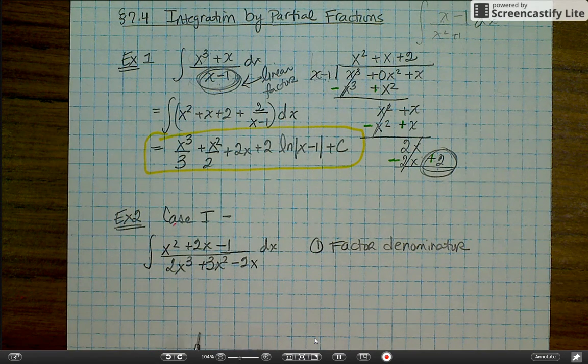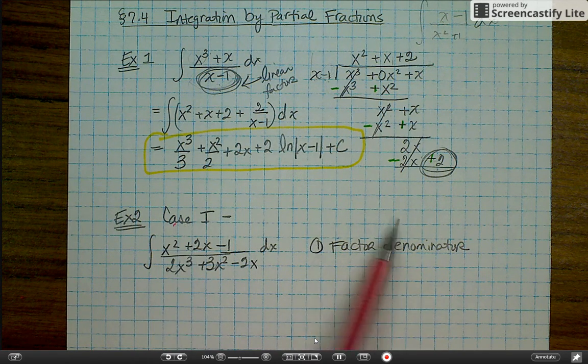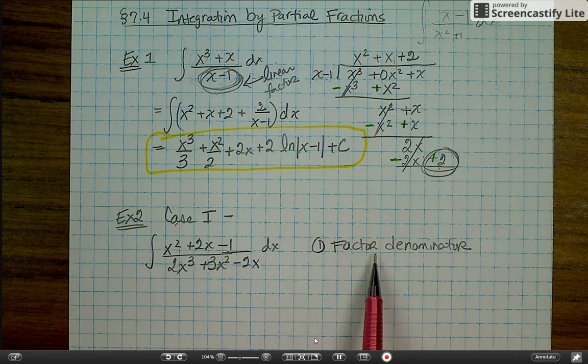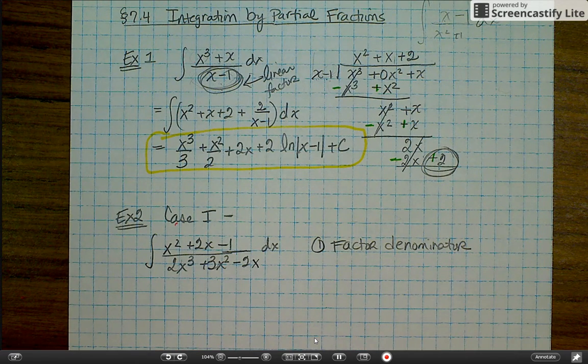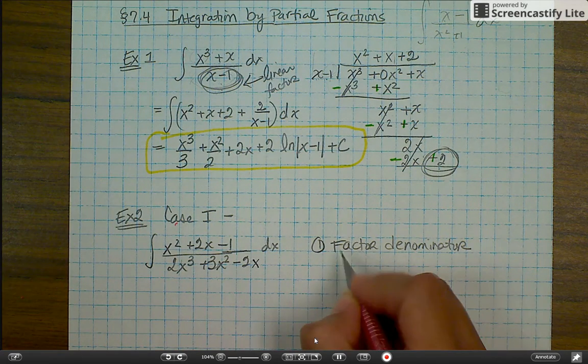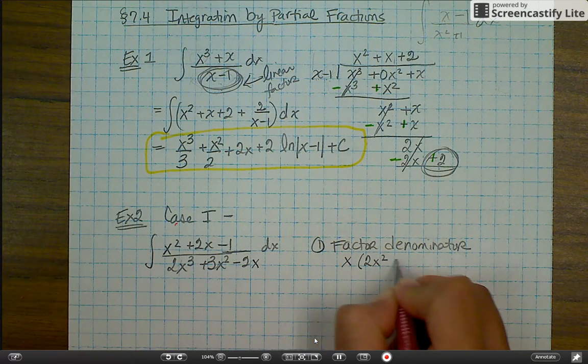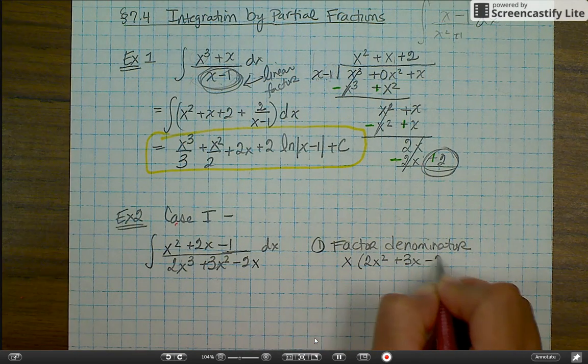Okay, and now we're going to do our first partial fraction situation, which I'm saying is case 1, but I haven't described it yet. I would like to describe it after we do it. Here is the problem, and the first step is to factor the denominator. So if we factor the denominator, we pull out an x, and what are we going to have? 2x squared plus 3x minus 2.